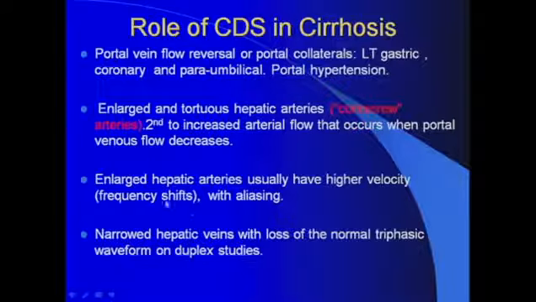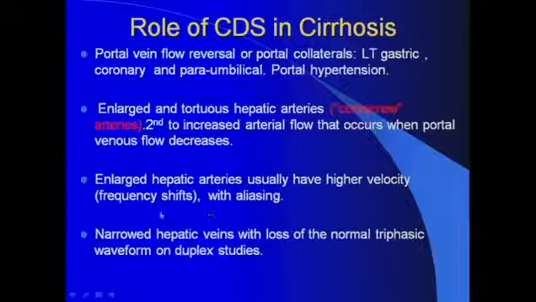In addition to that, enlarged hepatic arteries in the liver will show higher velocity. In other words, they have higher frequency shift, and you can easily observe this in real time with aliasing patterns suggesting the increased arterial blood flow to the liver.